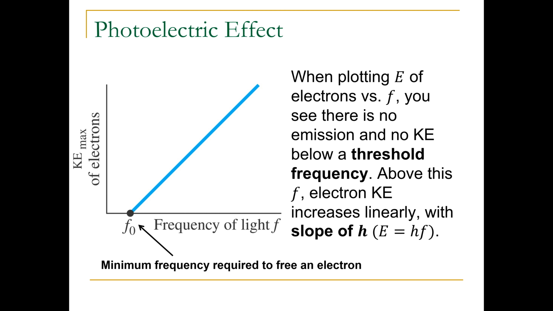So this graph on the left shows the maximum kinetic energy of the emitted electrons versus the frequency of light that's hitting the metal. Notice here the f naught. This is the minimum or threshold frequency that's needed to emit electrons. Once you reach that minimum frequency, higher frequencies result in a proportionally higher kinetic energy, and the slope on that line would be equal to h, Planck's constant. That's from the equation E equals hf.